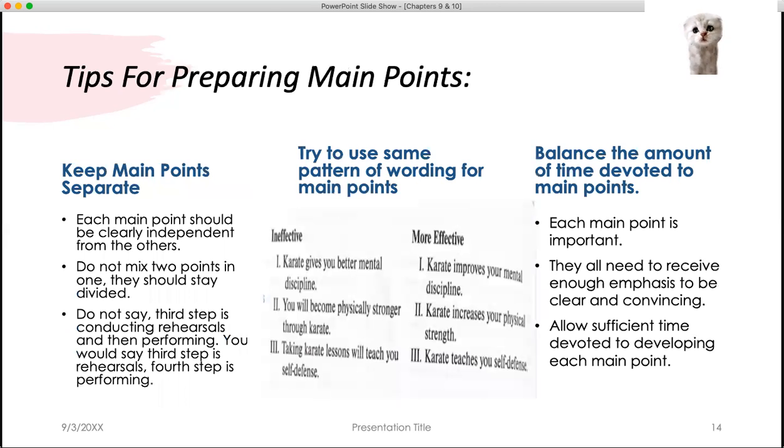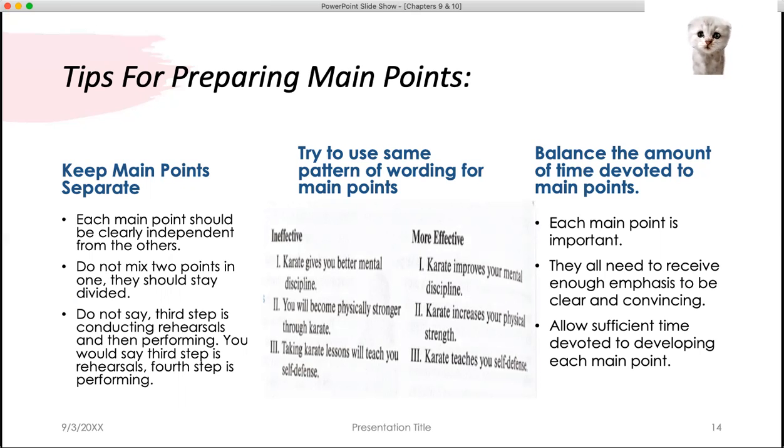Tips to prepare for your main points. You want to keep main points separate. Each main point should be clearly independent from the others. Do not mix 2 points in one. They should stay divided. So for example, do not say the 3rd step is conducting rehearsals and then performing. That would actually be 3rd and 4th step. So you would say the 3rd step is conducting rehearsals. The 4th step is performing.